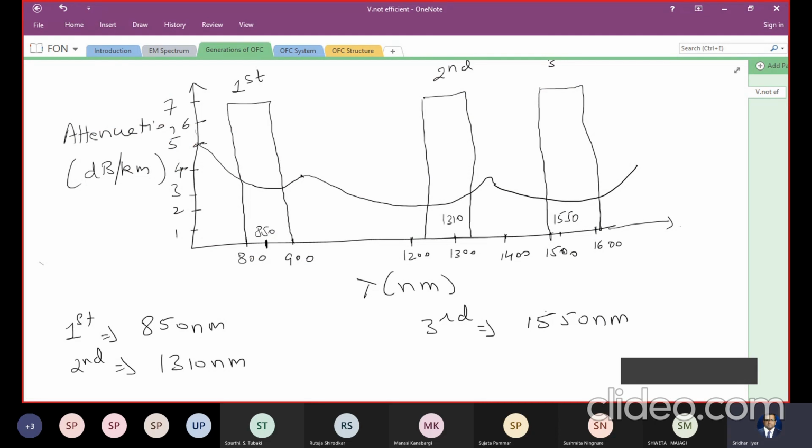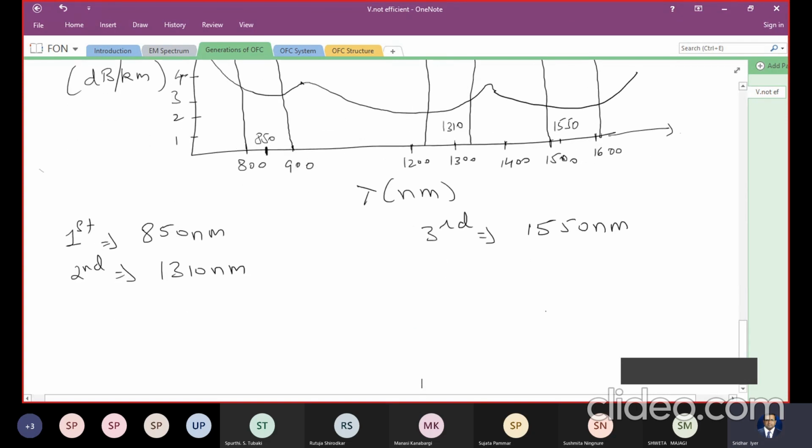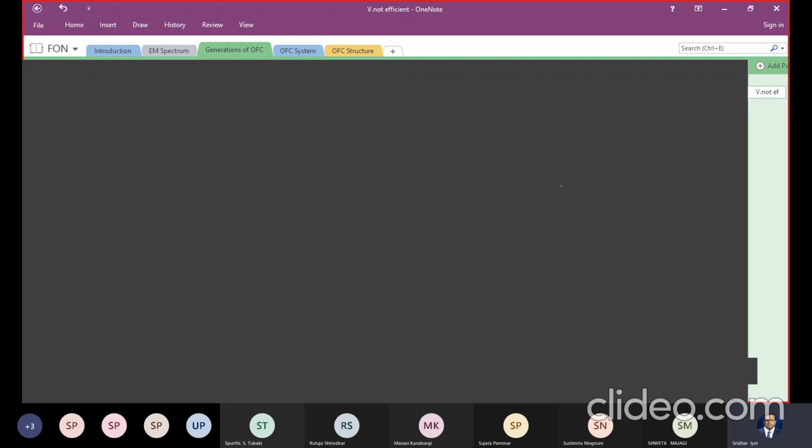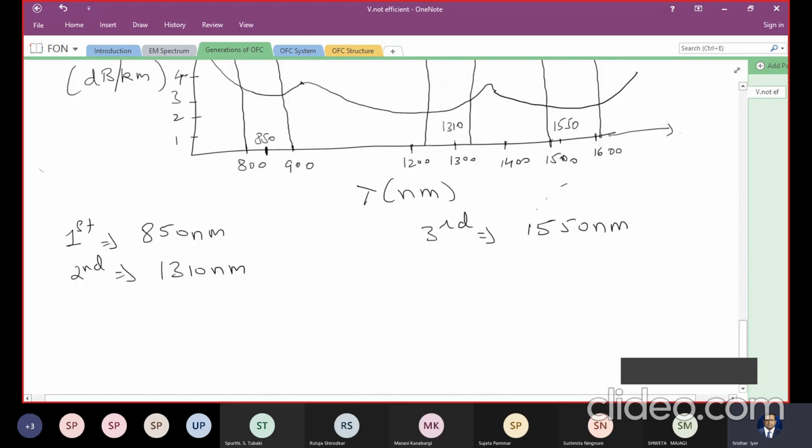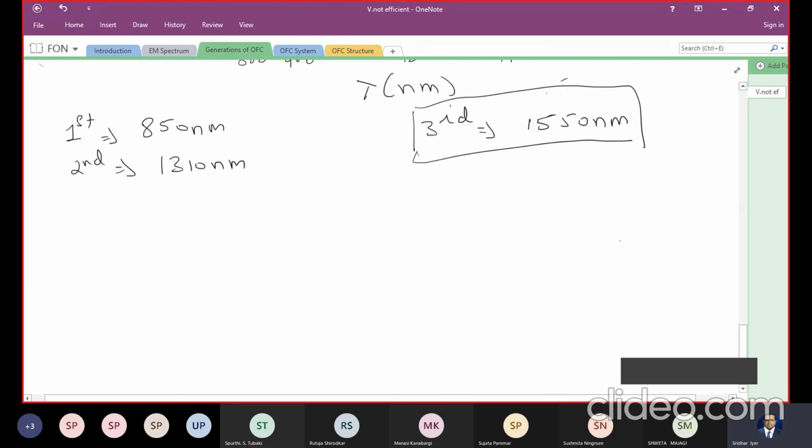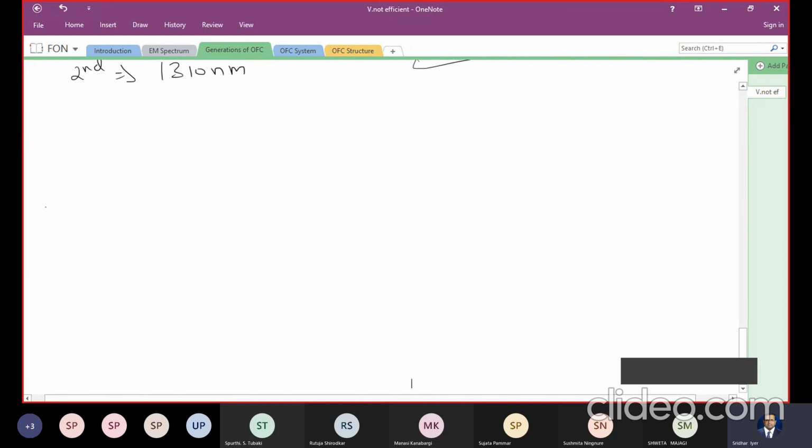Within these windows, you had different kinds of sources, detectors, and amplifiers which could work very well. That I will also be listing out for you. This is only in general, but currently we are operating in the third window, the third window, 1550 nanometer. It gives us very good performance, and we can reach very high data rates. So let me just draw a table for you so that it becomes clear.